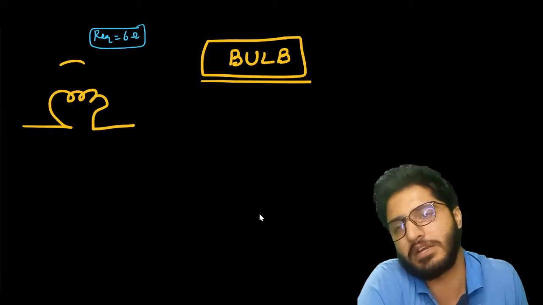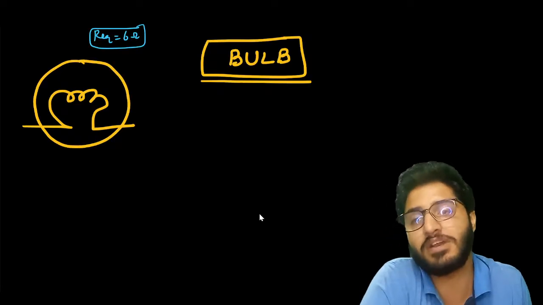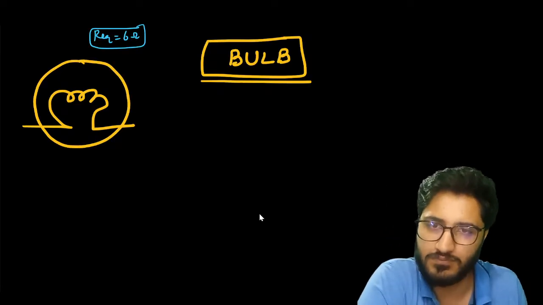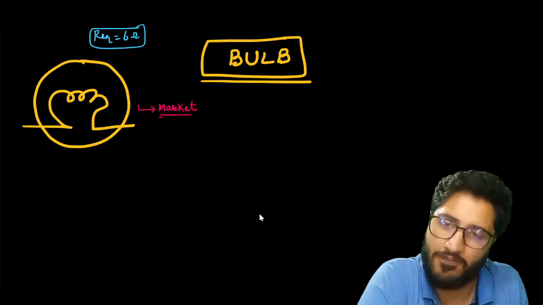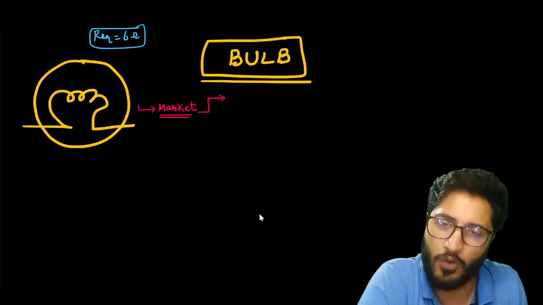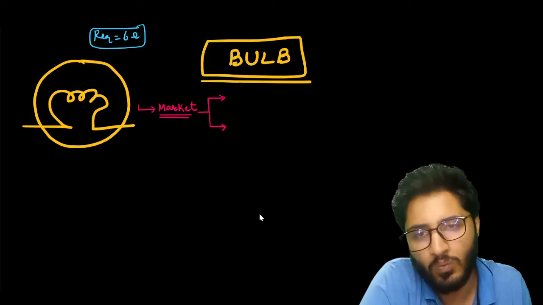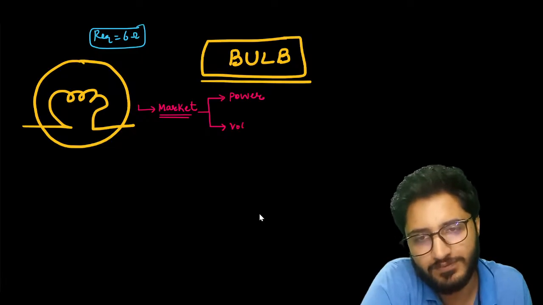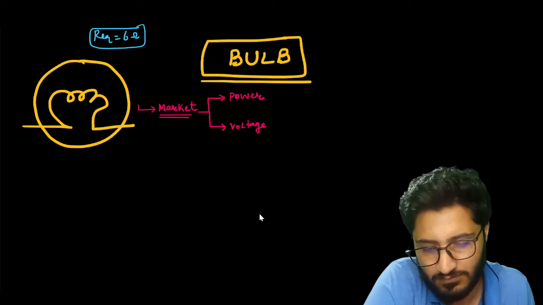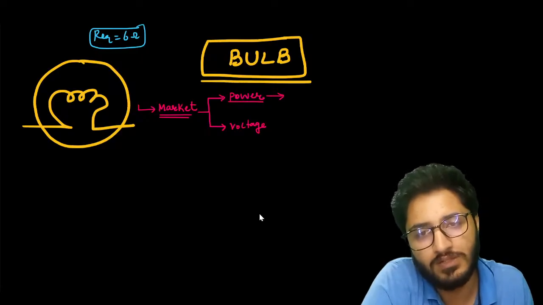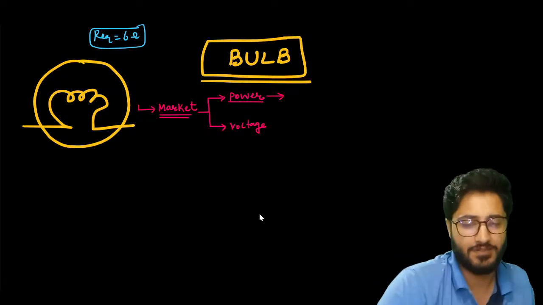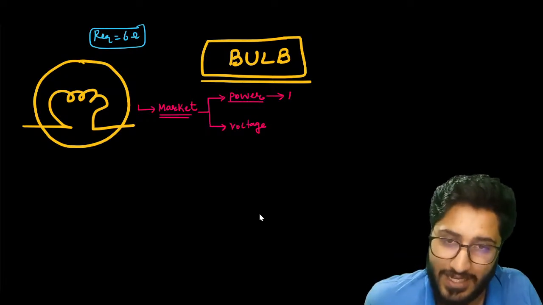Look now, this is some sort of bulb, a representation of my bulb. When we are buying any bulb from the market, two things are written on the cover of the bulb. One is power, and the second is voltage. The power which is written on this bulb is known as the rated power.